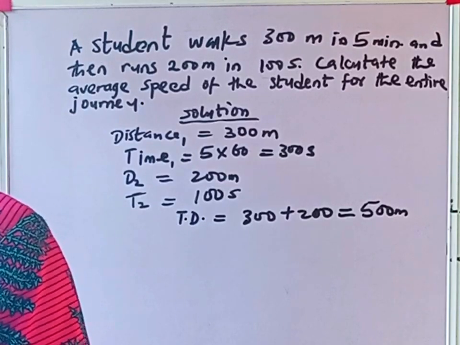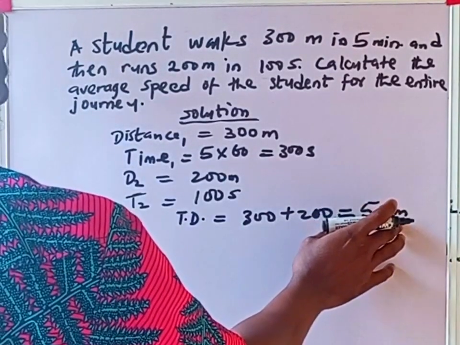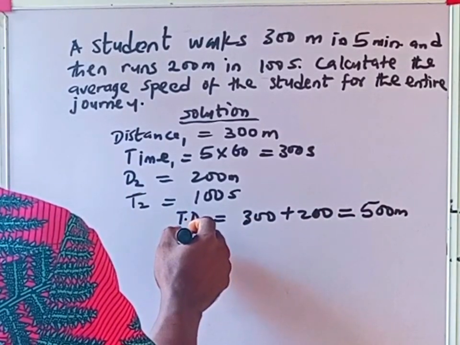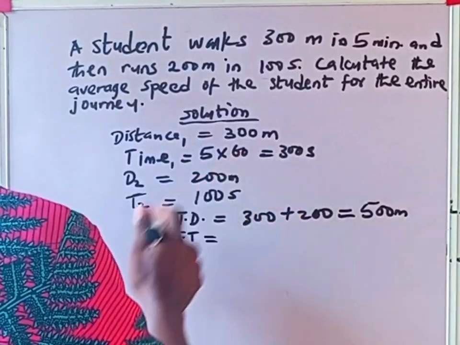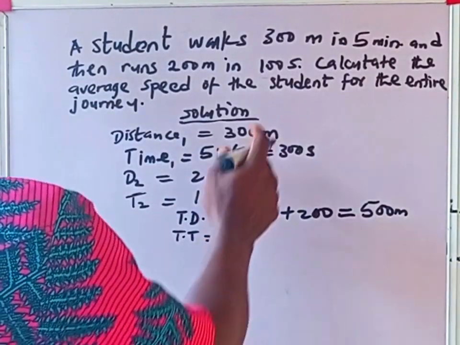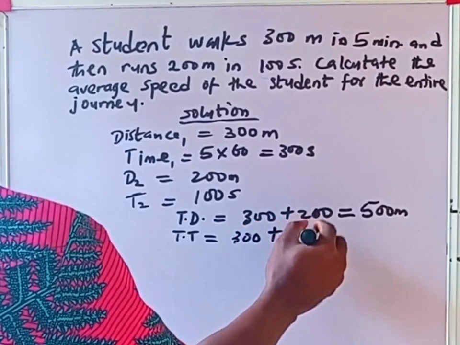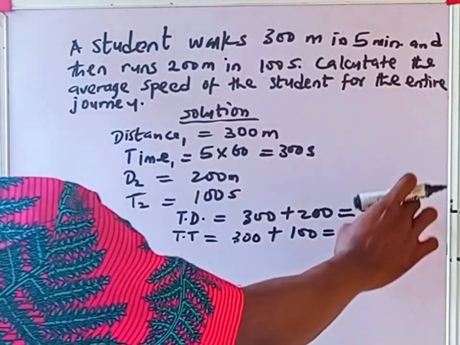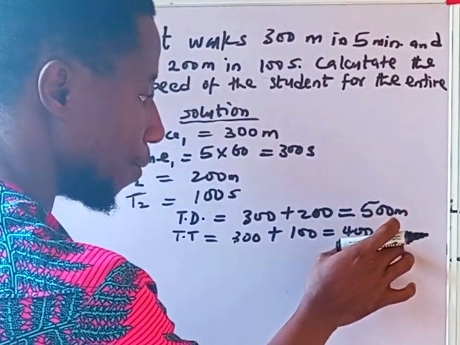All right. Now that we have the total distance, we are now going to apply it in our formula, which is the formula for average speed. So we have gotten the total distance, so we have to still get the total time. Total time, which is tt, is equals to, we are going to add the total times, both times together. 300 plus 100, which is equals to 400 seconds. So we are going to be working with the 500 meter and the 400 seconds.